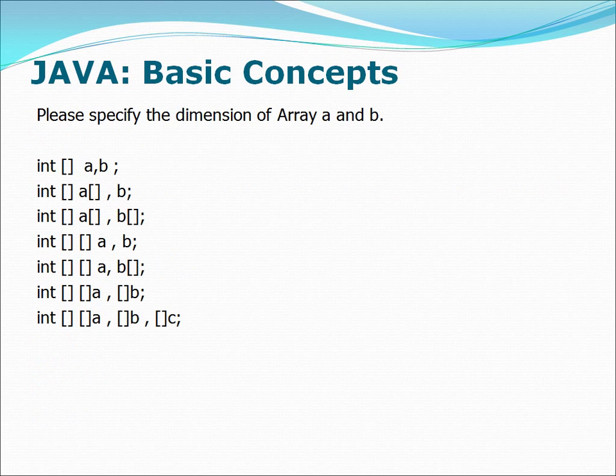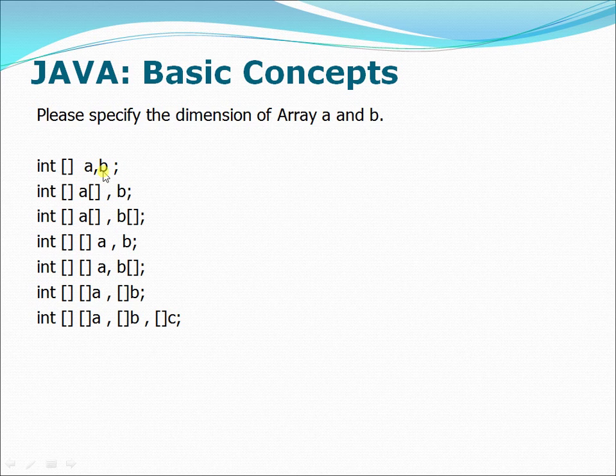Now tell me the dimension. First one, tell me what is the dimension of A? One dimensional or two dimensional? Got it, right? Tell me, what is the dimension of B? First tell me, is B an int variable or an array variable? Sure. A is one dimensional as you told.